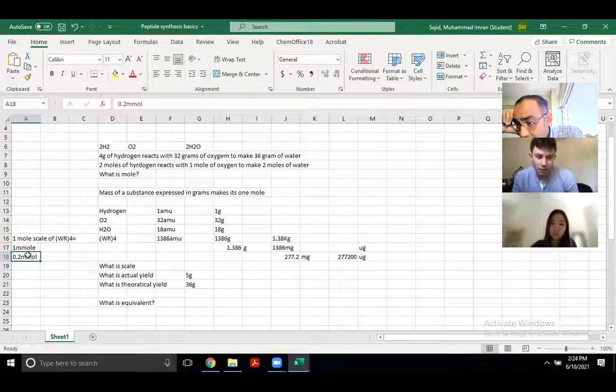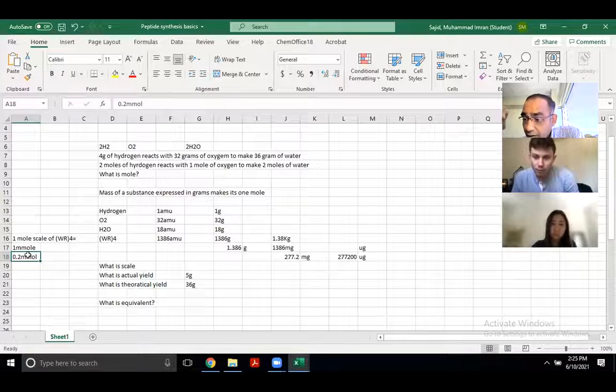So scale, like if I just sent you to the lab and I say make a 2 millimole scale of W4R4, what will you do? How much amount of the peptide am I expecting from you to make? If you're saying 2 millimole, 2.772 grams. Yes. Right? Got it?